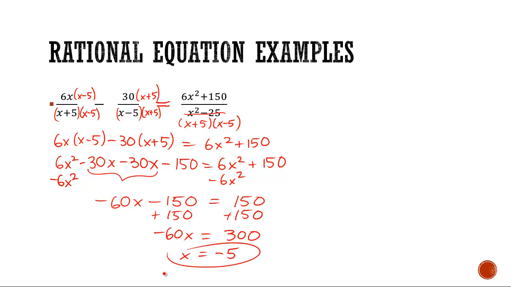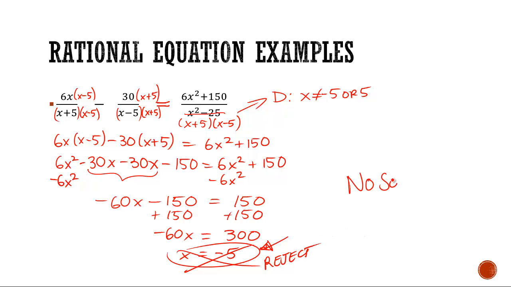However, you always need to test your results, right? Because the domain restriction tells us that x cannot be negative 5 or 5. Well, x can't be negative 5, and that's the only answer we received. So we need to reject it, and therefore there is no solution. So you can just say that there is no solution.